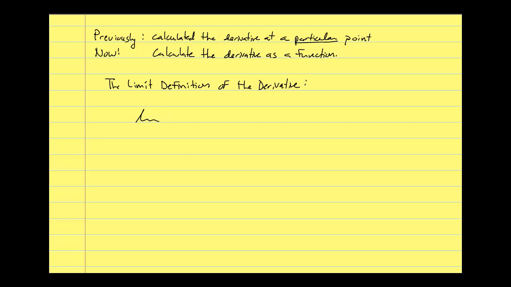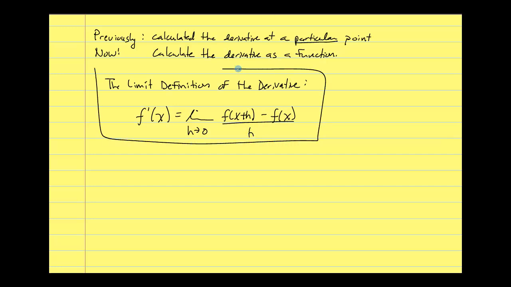Actually, let's go ahead and back up a little bit. Let's use this notation. F prime of x, notice that we're not using x naught here because we're not working with a particular point. The derivative f prime of x is equal to the limit as h approaches 0 of f of x plus h minus f of x all over h. Okay, so memorize, very important.